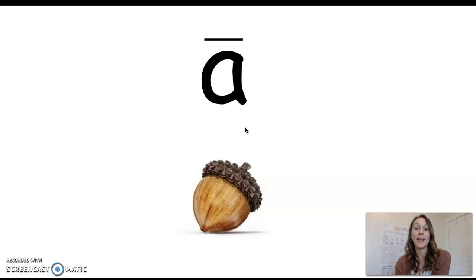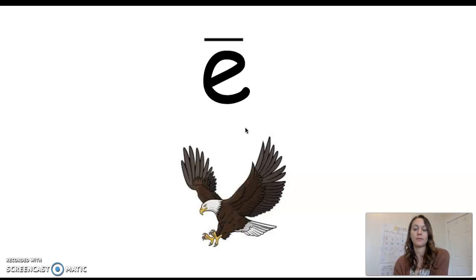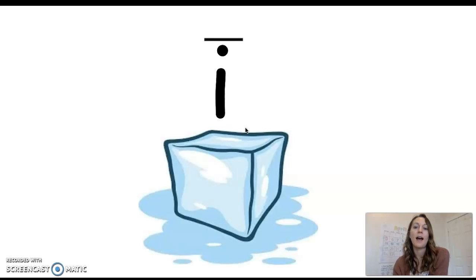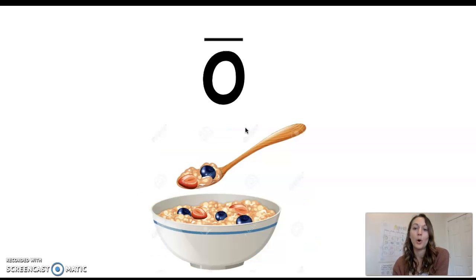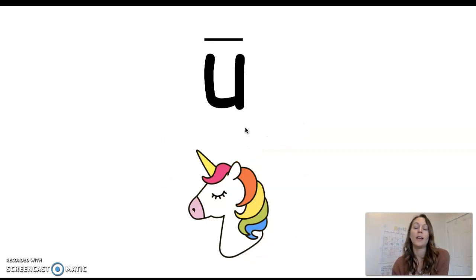Let's listen for some of those long vowel sounds in these words. A, like acorn. E, like eagle. Do you hear the long E sound? I, like ice. O, like oatmeal. Do you hear O saying its name? U, like unicorn.